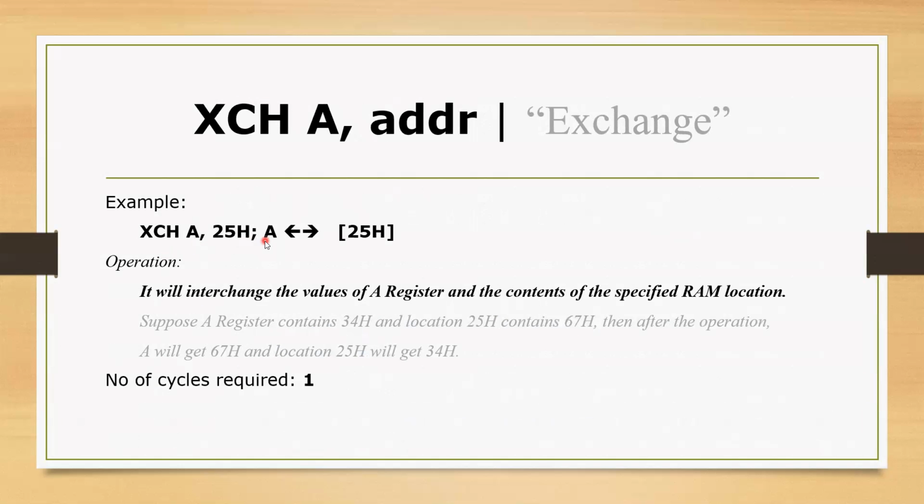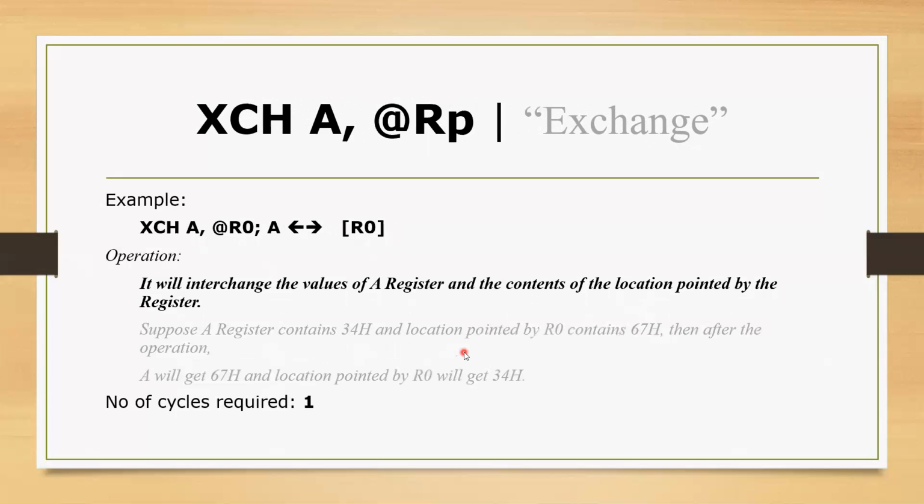So exchange A, 25, that is, exchange between the accumulator register and a particular memory location. So here 25 without hash means it is memory location 25. So it will exchange the value of A register and the content of the specified RAM location. Suppose A register contains 34 hex and 25 hex location contains 67. So after this operation, A register will get the value 67 and 25 hex location will get the value 34. That is, the value will be exchanged. So I think I don't need to draw this. You can understand it. Just exchanging the content of two registers.